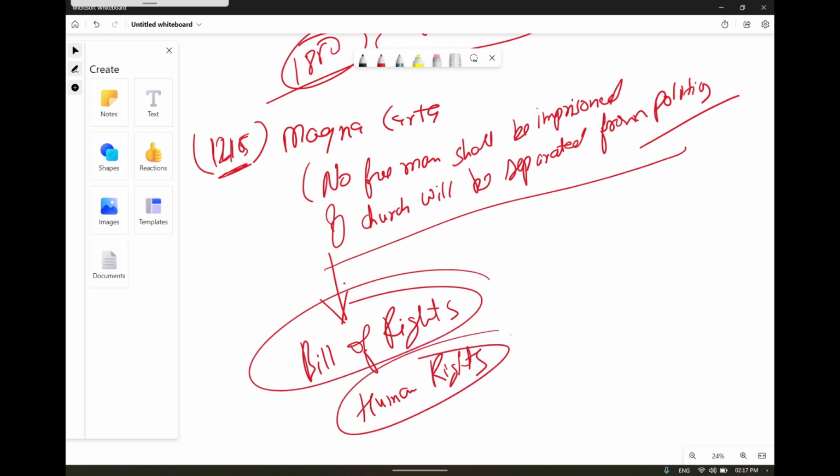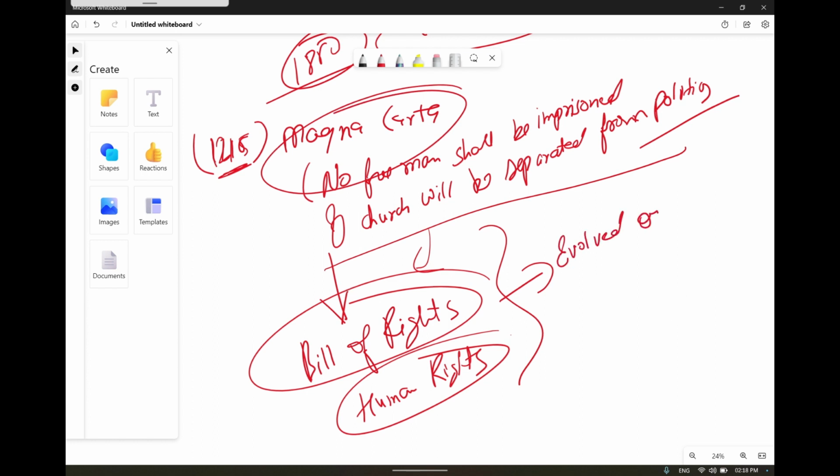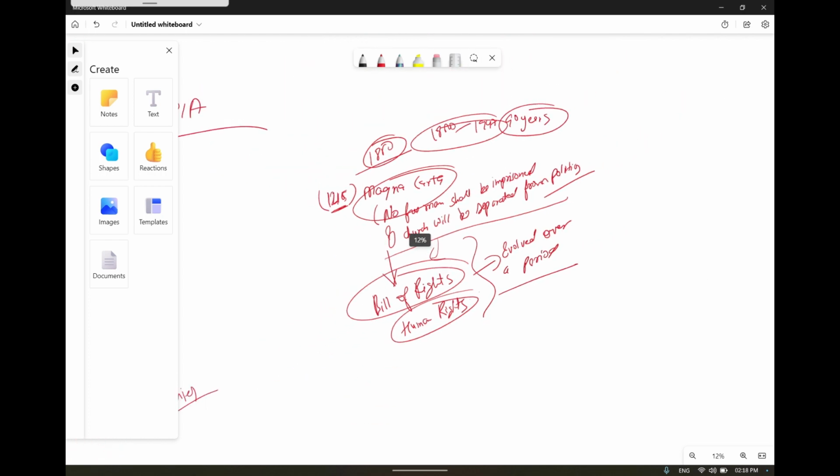These things were brought up and evolved over a period of time. When they saw that these things should be added, they added them. So this is how this Magna Carta evolved. It evolved over a period of time. Thus we call it an evolved constitution.